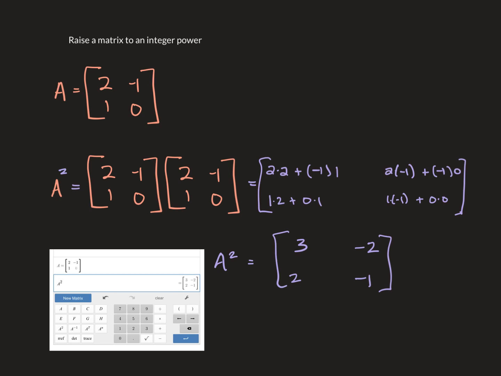So some review for chapter 15. Some skills you need to know is how to raise a matrix to an integer power. So we did this a little while ago, way back in the fall. So here's your matrix, 2, -1, 1, 0.